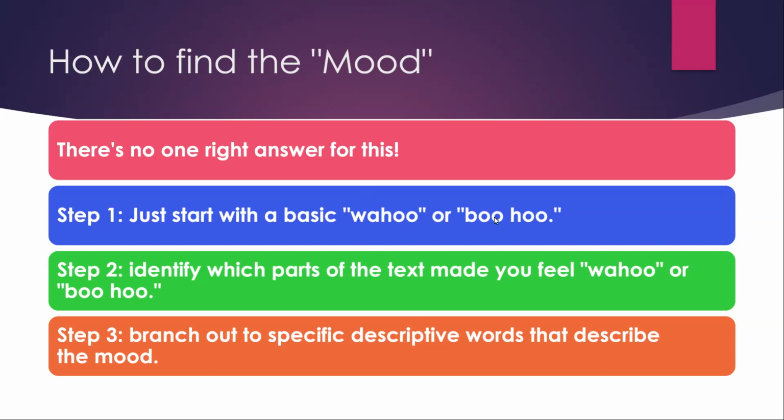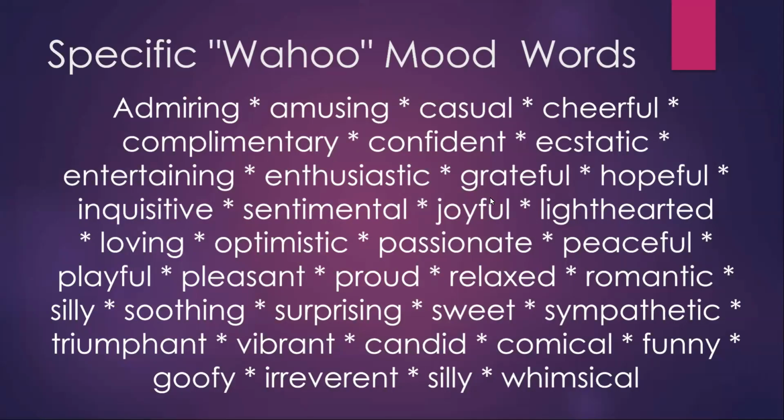So once you've decided the wahoo or the boohoo, now you can branch out into specific descriptive words that can help you describe the mood more specifically, so you can get to a more specific analysis of the text. So here are some wahoo mood words. I'm not going to read them all, but if you take a look at these word choices, they're more specific. They all fit under the wahoo category, but they're more specific, right? Proud is very different than relaxed, right? So you would want to apply several of these words to your text, or come up with your own, to help you get a better picture.